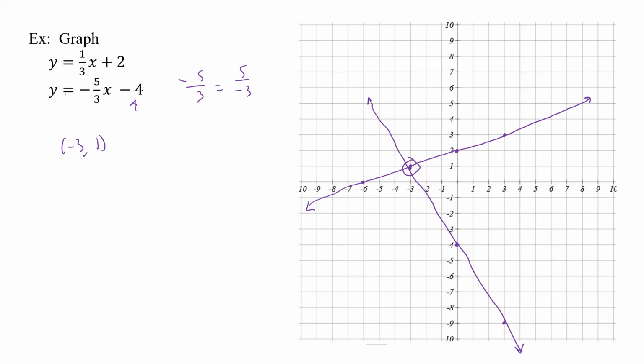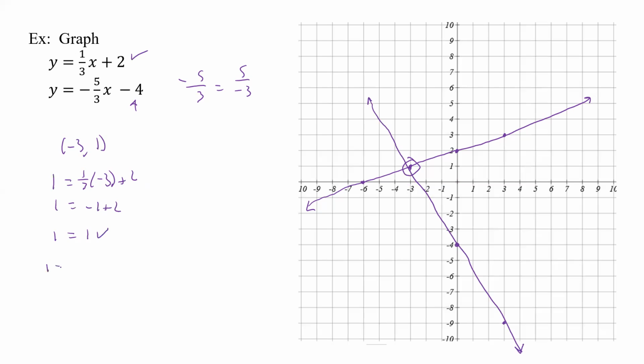Now again, we have to check it. So we say that 1 equals 1/3 times negative 3 plus 2. Well, the 3's cancel, so that's a negative 1 plus 2, and 1 equals 1. So it works in the first equation. How about the second equation?